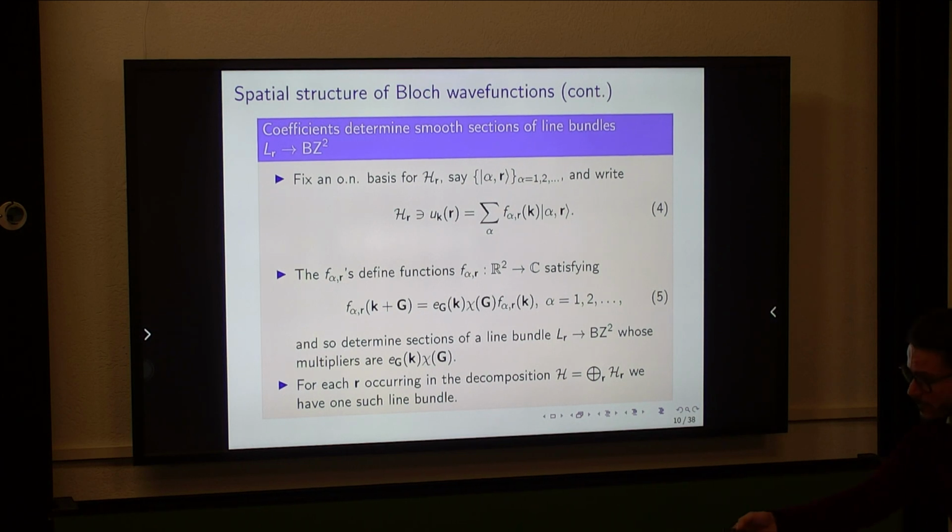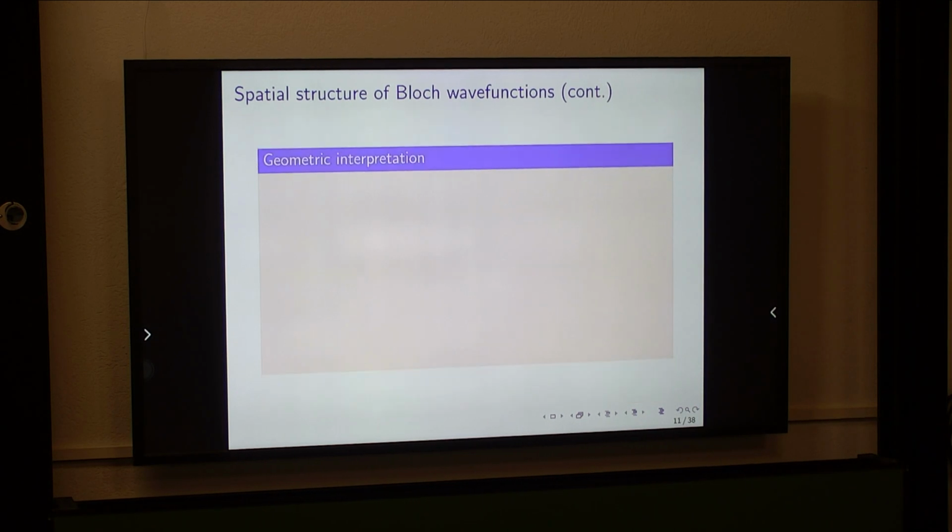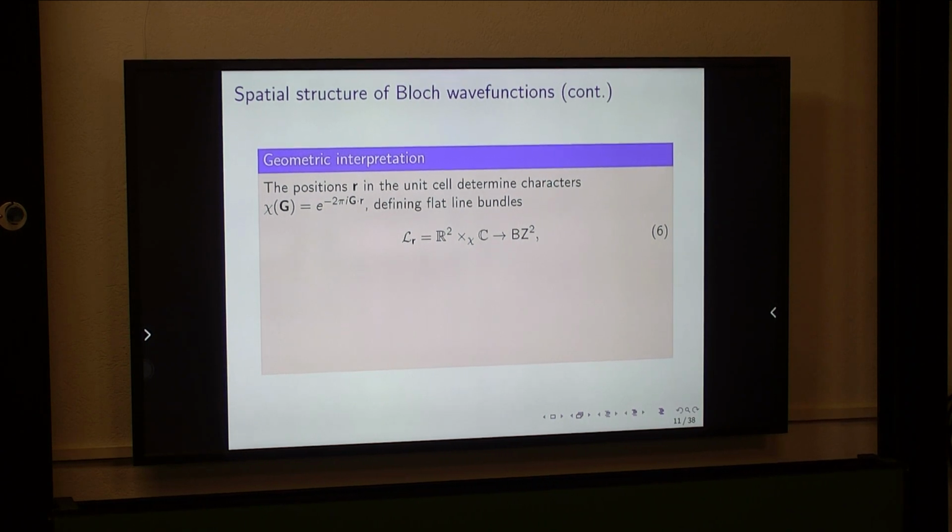As many points as irreducible representations of U we find. Geometric interpretation: the positions in R determine the characters, and they define flat line bundles like this. So this means that you have the trivial line bundle over R2, and you have a Z2 action given by translation in the first factor and multiplication by the character in the second, and you take the quotient.